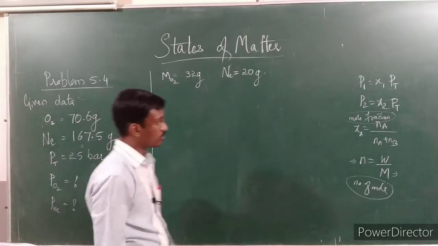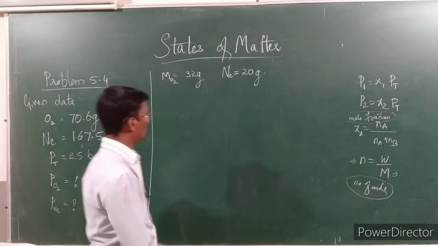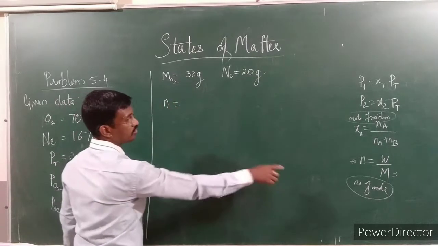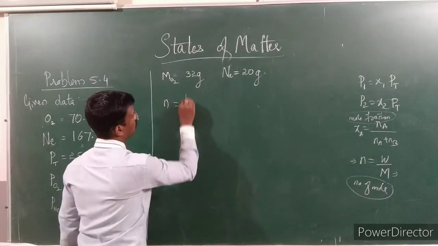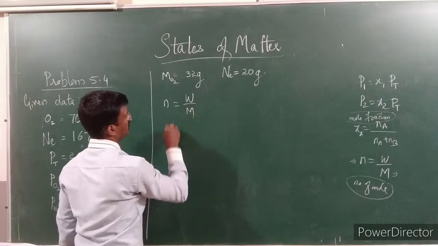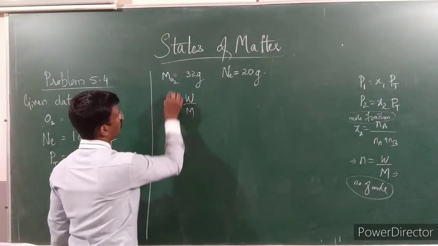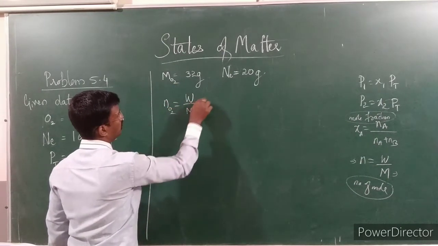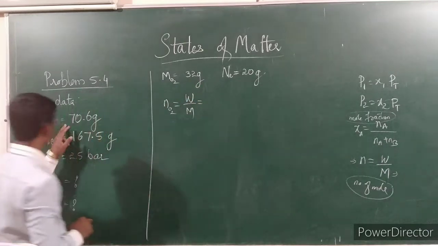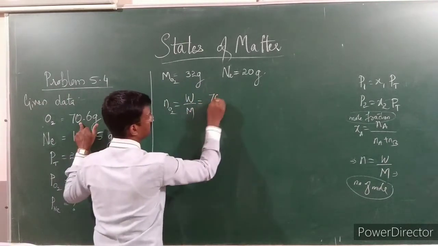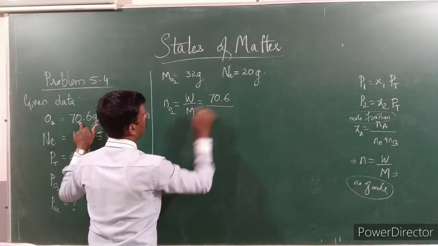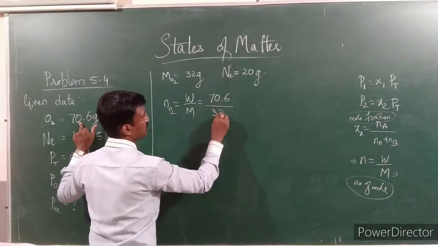So now what you have to calculate? First you have to calculate the n value. So n is nothing but the number of moles. Number of moles is equal to W divided by M. So let's start with the number of moles of oxygen, O2. How much oxygen have they taken? 70.6 gram divided by the molar mass of oxygen, which is 32.